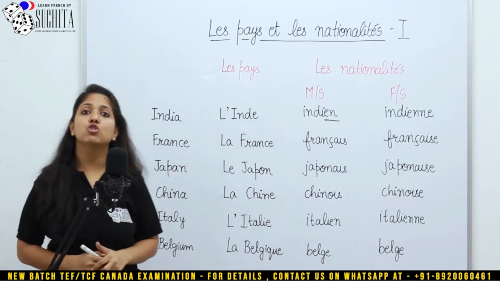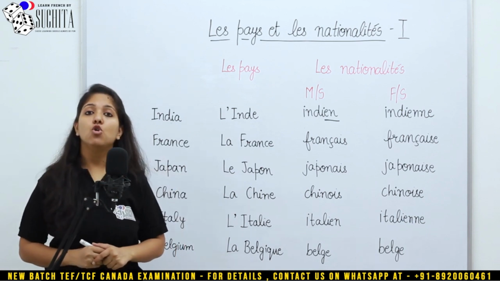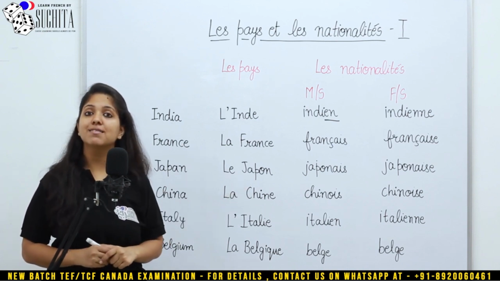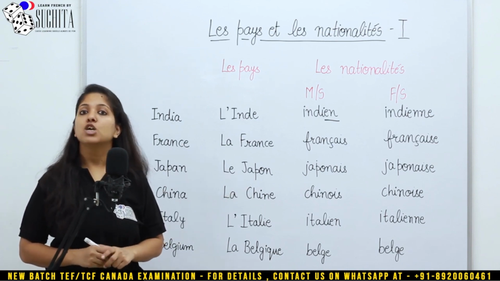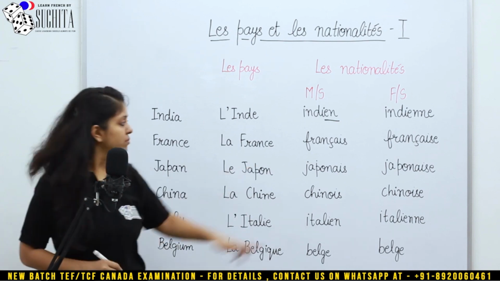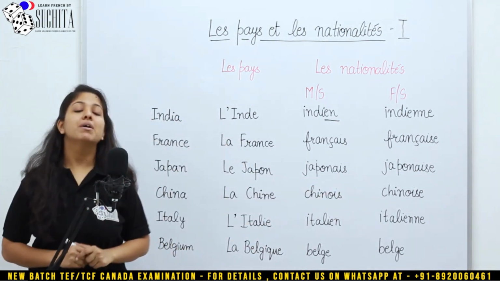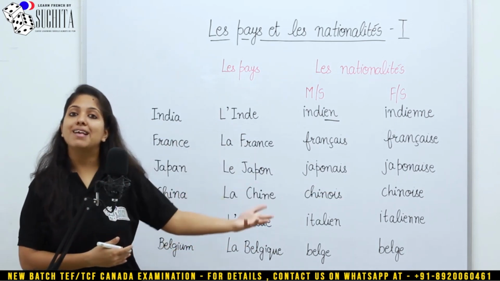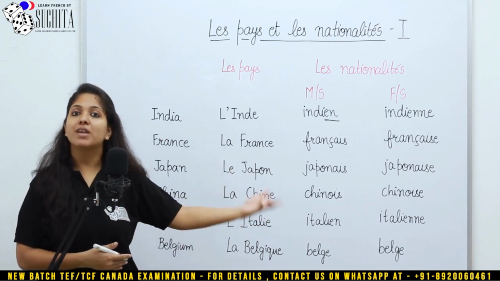Now the third one, which is Japan. Japan is le Japon. And the corresponding nationality is japonais. In order to make it feminine we applied E, which became japonaise. Japonais, japonaise.